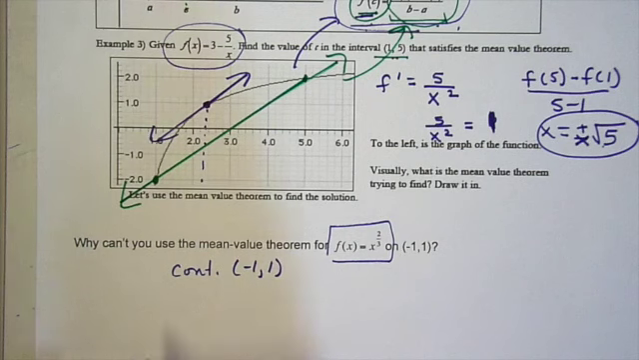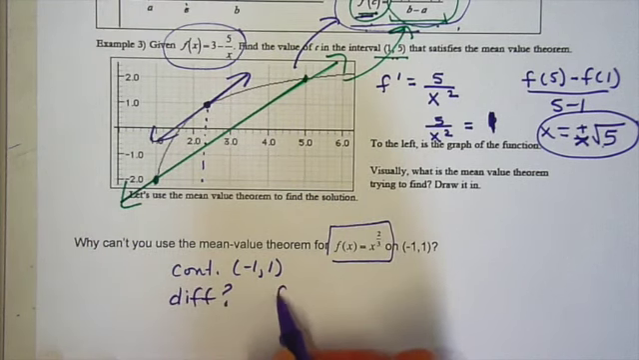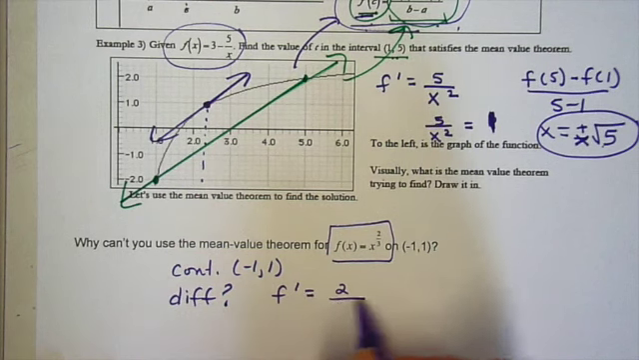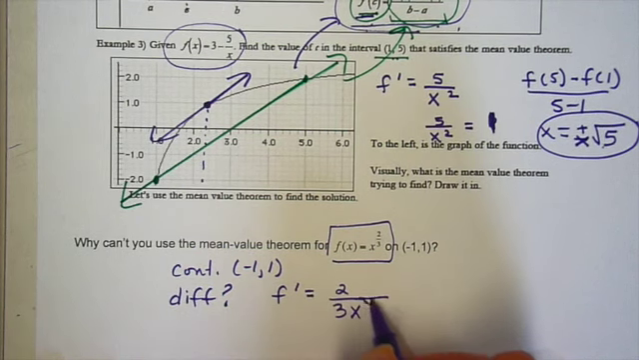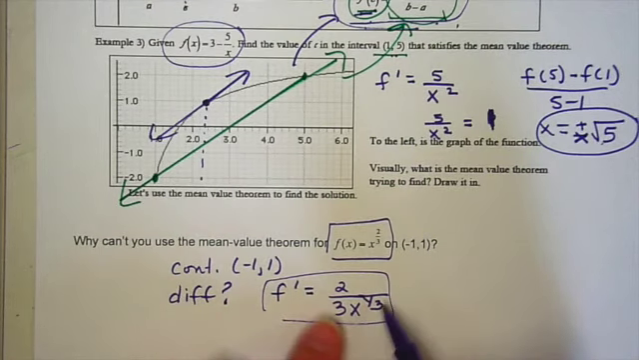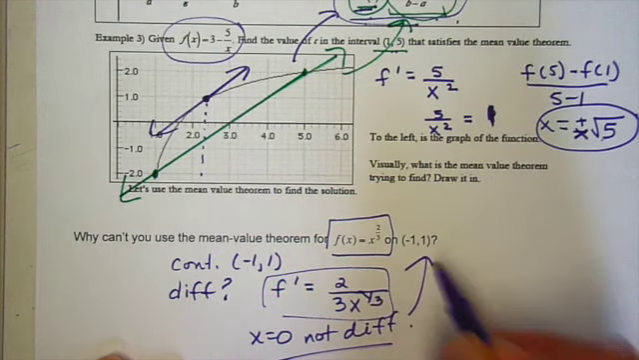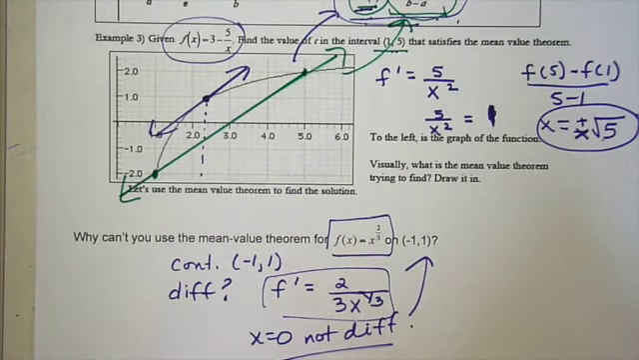To check if it's differentiable, you're going to go ahead and take the derivative. So your derivative is 2/3 x to the negative 1/3. This is your derivative. Notice the derivative does not exist at x equals 0. There's really a cusp there. So at x equals 0, it is not differentiable. So it is not differentiable in this interval, so mean value theorem does not apply. So we cannot use the mean value theorem.